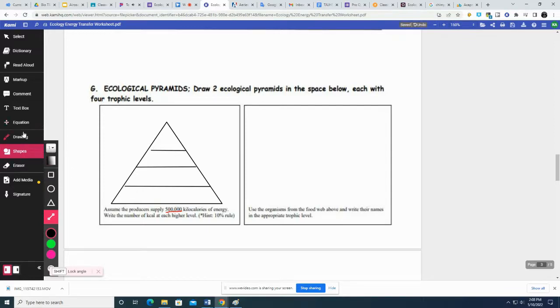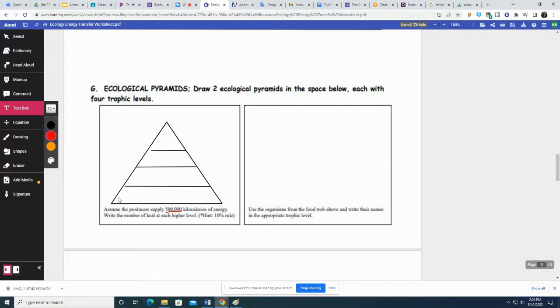All right, so at the bottom, text box, the plants, they have 500,000 kilocalories of available energy, according to the 10% law. Remember, only 10% gets passed to the next trophic level. So 10% of 500,000 would be, the primary consumers are going to have 50,000. The secondary consumers are only going to have 10% of that, and 10% of 50,000 is 5,000. And the tertiary consumers at the top of the food web, they're only going to have 500 kilocalories of available energy.